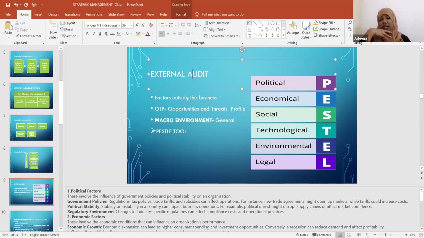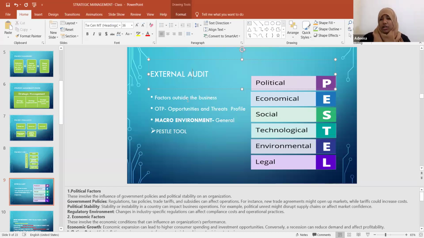So how is external audit done? By analyzing the external environment, and the external environment could be both micro as well as macro. The macro environment means a larger outside environment to the organization, and micro environment is the smaller outside environment to the organization. Once the strategic intent is set, the organization has to do the external audit. External audit is done by analyzing the factors outside the business and understanding how these factors have an impact on your business or organization as a whole.